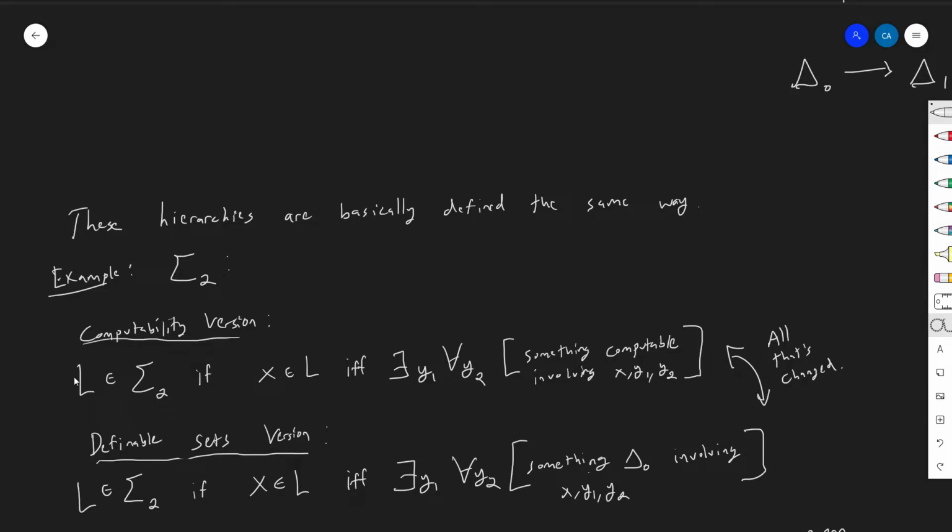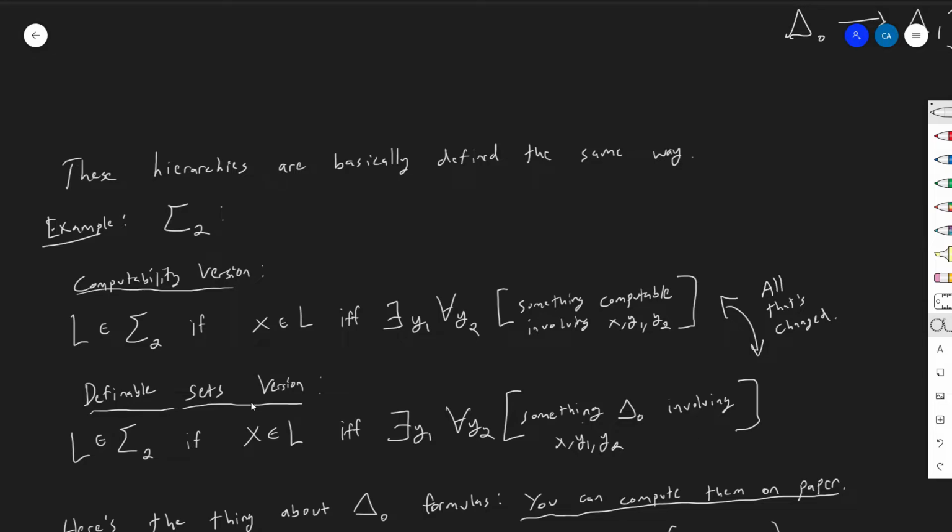Since we can view languages as sets of numbers, we can compare these exactly. We are now going to think about languages as sets of numbers and sets of numbers as languages. For our purposes now, when I give you a set of numbers, I've given you a decision problem. So as a decision problem, you are in it if there exists a y1 such that for all y2, something computable.